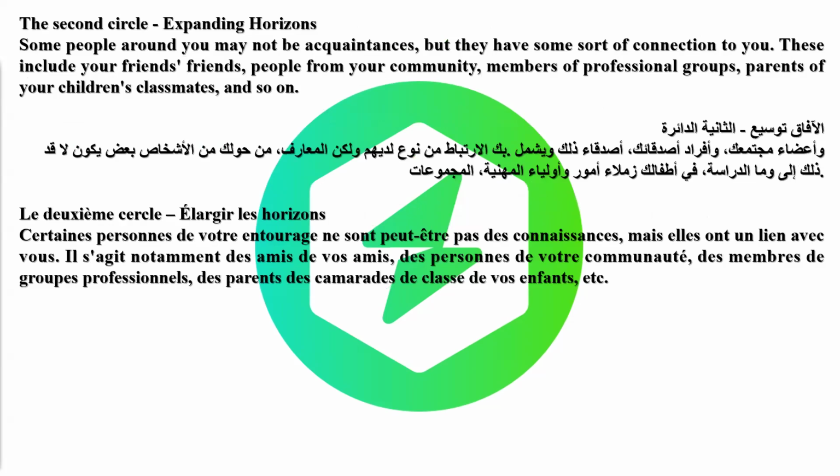And then the second circle, expanding horizons. Some people around you may not be acquaintances, but they have some sort of connection to you. This includes your friends, people from your community, from your area, members of professional groups, parents of your child's classmates, and so on.